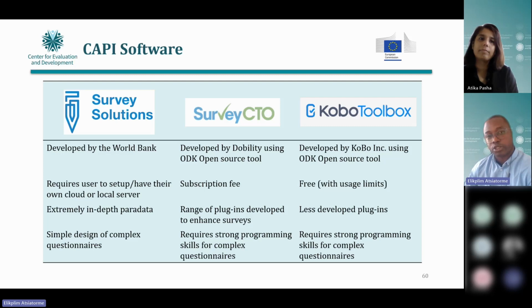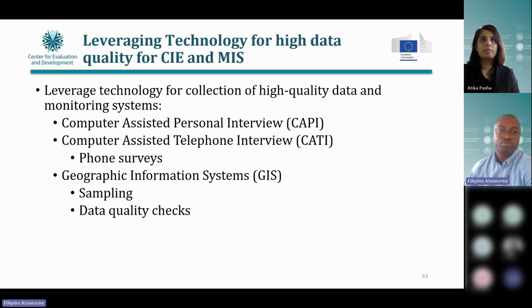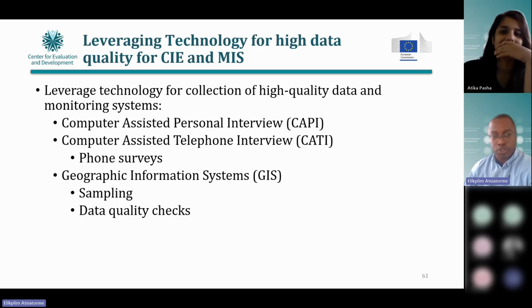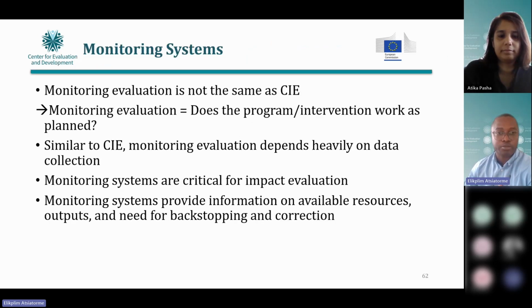And we talked about the different possibilities that you could use, including the different computer-assisted programmed interview softwares. We explained quite in detail what these softwares do and their advantages, just so that you can make a choice as to what to go along with. And we talked about the different ways you could use technology, such as using GIS to determine your sample or to create your sampling frame, and then also for quality checks to check where interviews are going on with enumerators. All of these, we spent quite a bit of time.